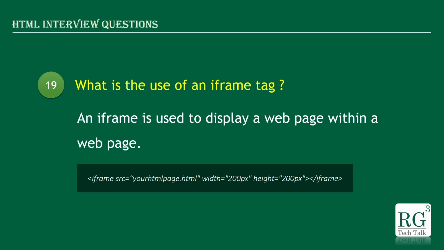Question number 19. What is the use of an iframe tag? An iframe tag is used to display a web page within a web page. So we will represent it as iframe src equals your HTML page name, width equals 200, height equals 200 pixels. Whatever page you have, for example in this case your HTML page.html, will be displayed with a width of 200 pixels and height of 200 pixels inside your web page.